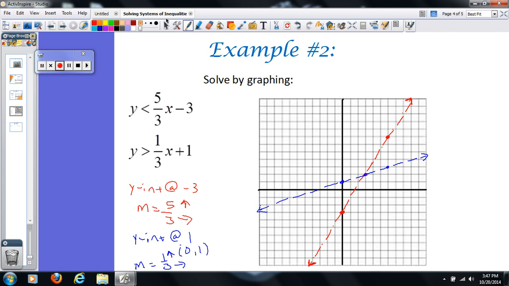Okay. And now again we're going to do something similar. So we're going to start with the first one, and we have the perpendicular line test. It's less than, so it's the bottom side, so I'm going to shade this side. Okay, and then we're going to go ahead and use this purple color for the next one. This is greater than, so it's going to be above the line, so that's this section here.